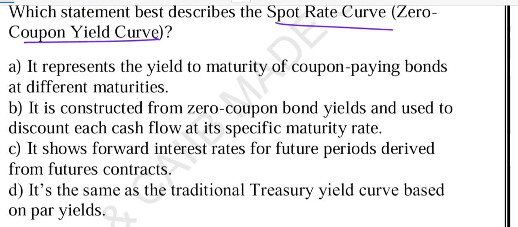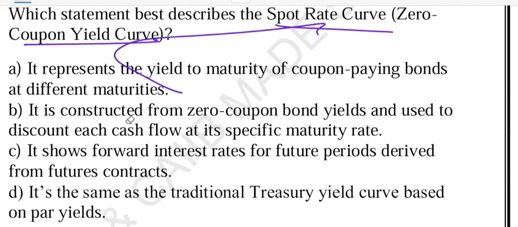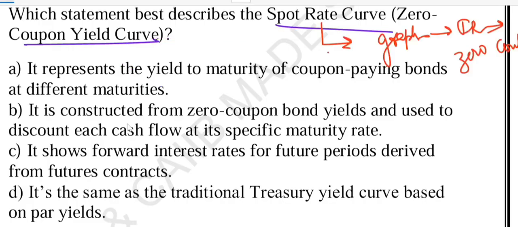First of all, let's understand the meaning of the spot rate curve. Basically, it is a graph of interest rates for zero coupon bonds. What is a zero coupon bond? Zero coupon bonds are those bonds that pay no interest. Suppose we have zero coupon bonds and their interest rates, and we show them on a graph. That is called a spot rate curve.